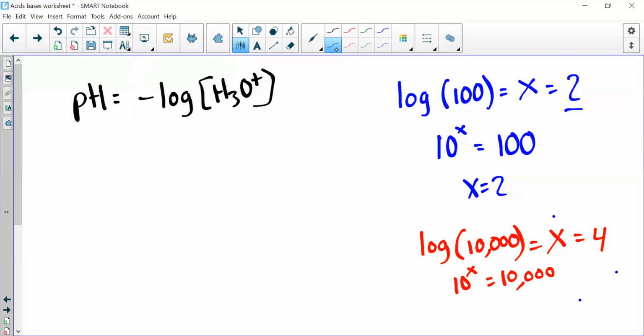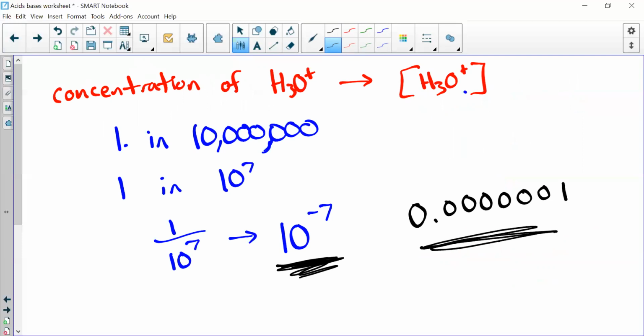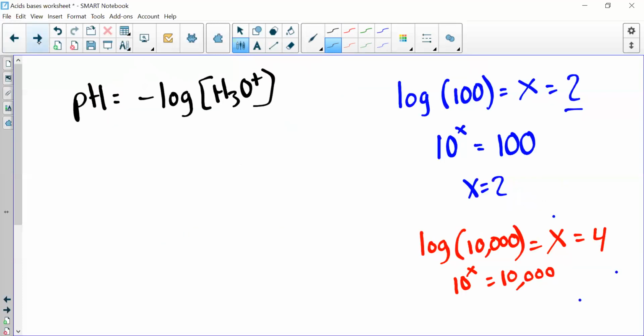So going back to my formula here, we can relate logs to pH, and the purpose of this is to take a really complicated and ridiculously small number like 1 in 10 million, because remember, this is 0.0000001. It's to take this ridiculous, hard to understand, hard to write, and bulky number and turn it into a nice user-friendly number like 7. Here's how we do that.